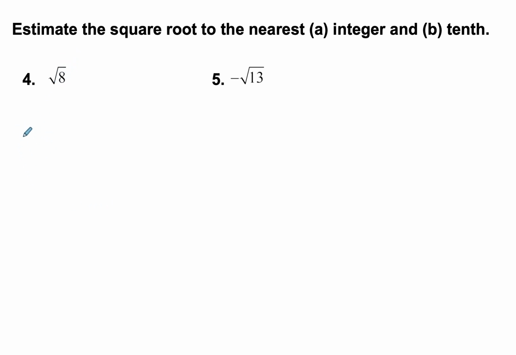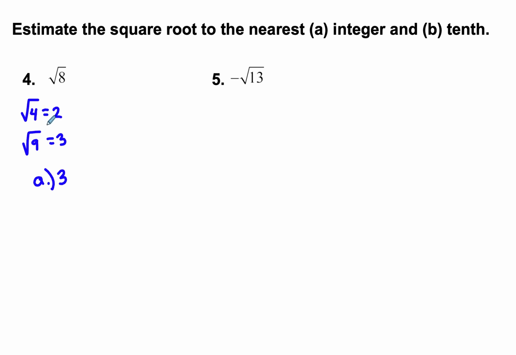So for the nearest integer, I need to think about my perfect squares. So I have the square root of 4, which is equal to 2. 2 times 2 is 4. I have the square root of 9, which is equal to 3. 8 is 1 unit away from 9 and 4 units away from 4. So it's going to round to the nearest whole number, nearest integer, at being 3. So part A is going to be 3. 8 is closer to 9 than it is to 4.